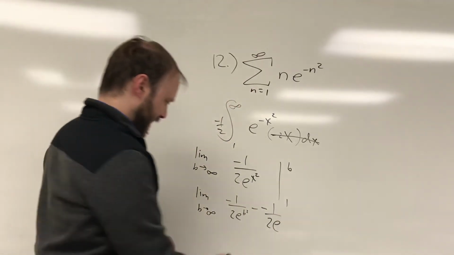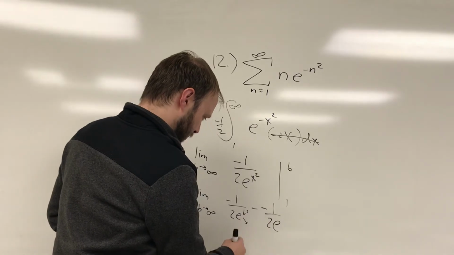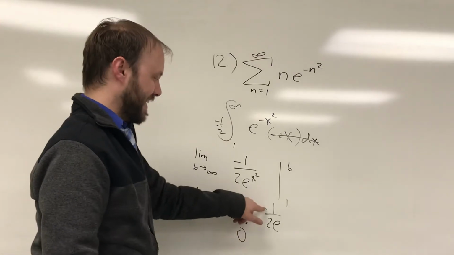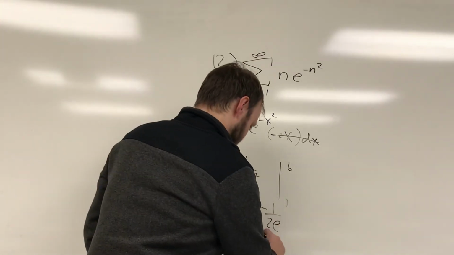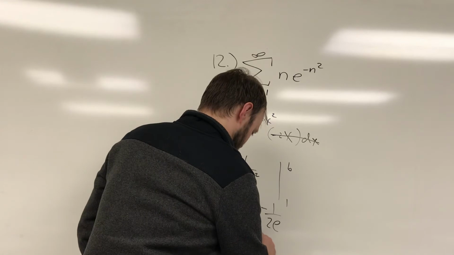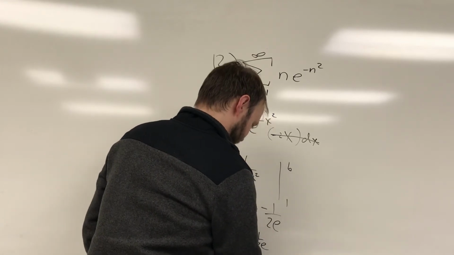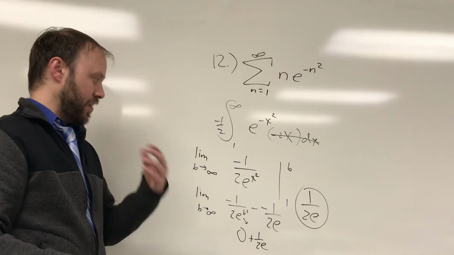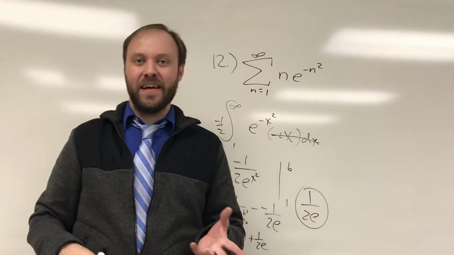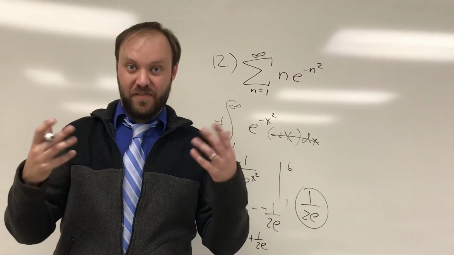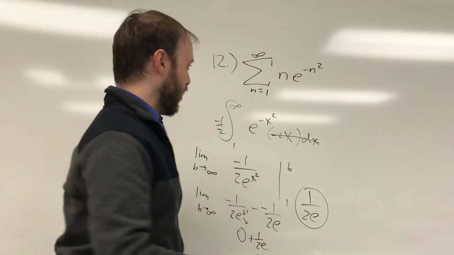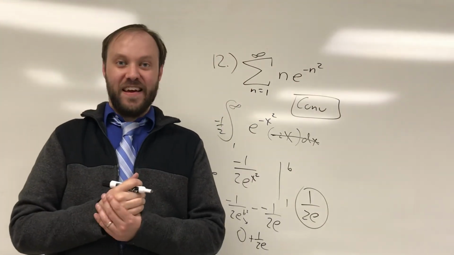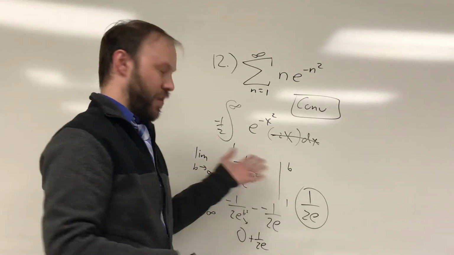If you take this limit, the denominator is going to go to infinity, so negative 1 over infinity, this whole thing approaches 0. You're subtracting negative 1 over 2e, which means you're adding 1 over 2e. As a result, the integral is going to approach 1 over 2e. The big thing is that the integral converges, which means the series also converges. And that's how you can use the integral test and, in this case, some improper integrals to show that.